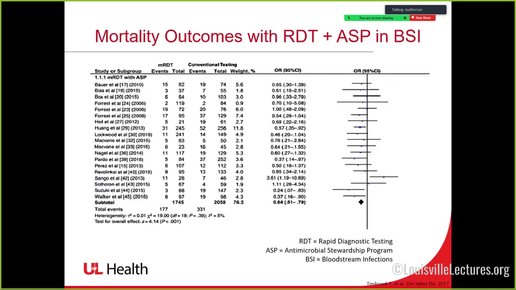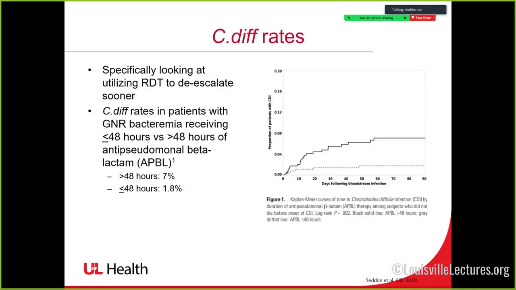They also looked at whether there were any improvements in morbidity and mortality. Again, this is rapid diagnostics with antimicrobial stewardship interventions. You can see in this forest plot that it is trending towards better morbidity and better mortality with rapid diagnostics paired with an antimicrobial stewardship intervention. This was a huge systematic review of multiple different studies, spanning from 2006 up to when this was published in 2017. So it certainly can have impacts in your patients.